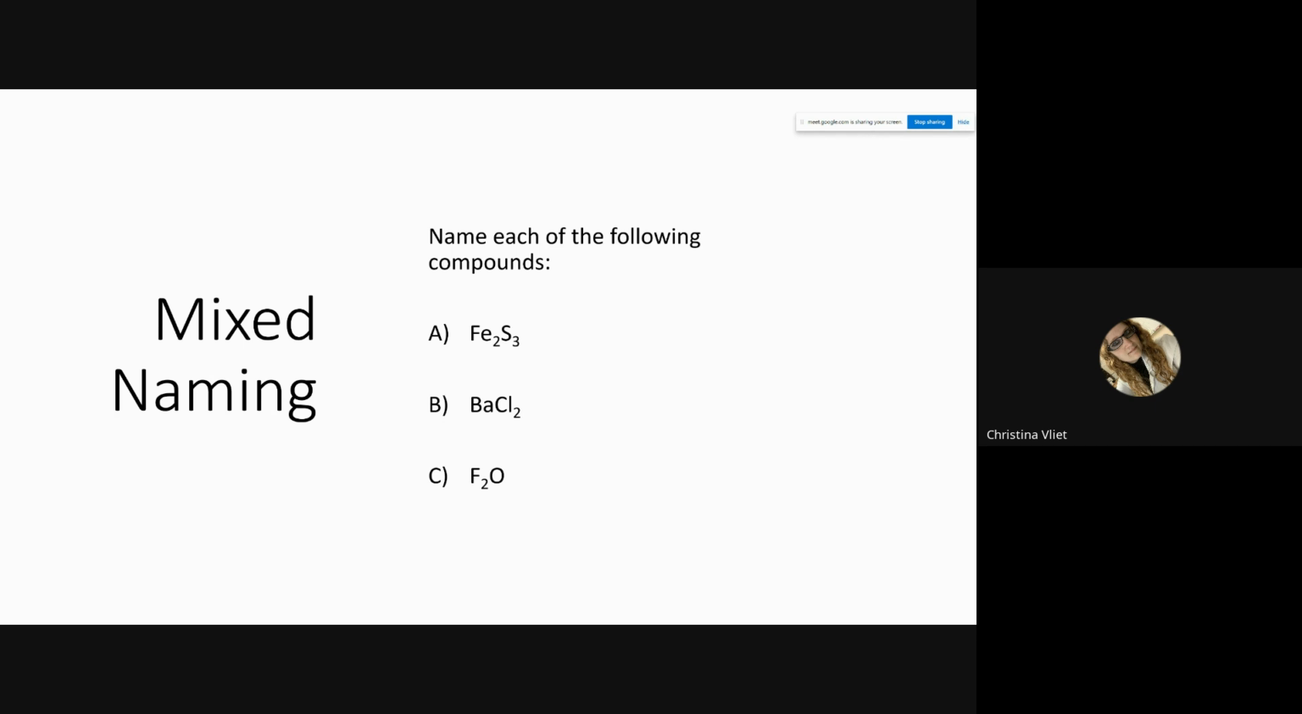Name each of the following compounds. Go ahead and write them down. Because this is how it will be presented to you when you do take a quiz or a test, you would just be given compounds to name.